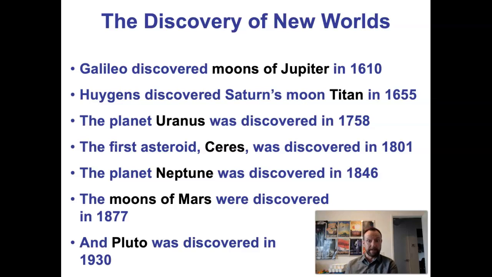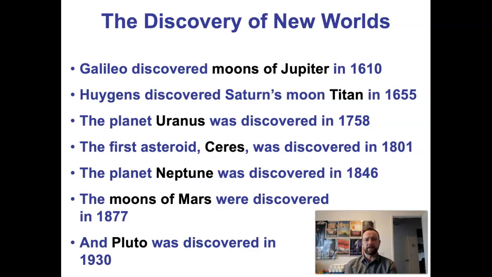Telescopes were invented in the early 1600s, and so when Galileo bought one and started looking at the sky, one of the first things he discovered was that there are moons around Jupiter. There's a lot of moons around Jupiter, but we'll talk about that in a couple weeks. But Galileo discovered that Jupiter has 4 large moons around it that you can see even with the little telescope that Galileo had at his disposal back then. 40 odd years later, Christian Huygens discovered that there's a large moon around Saturn named Titan.